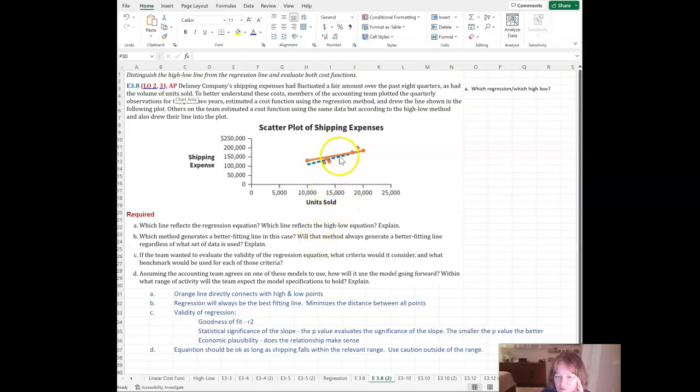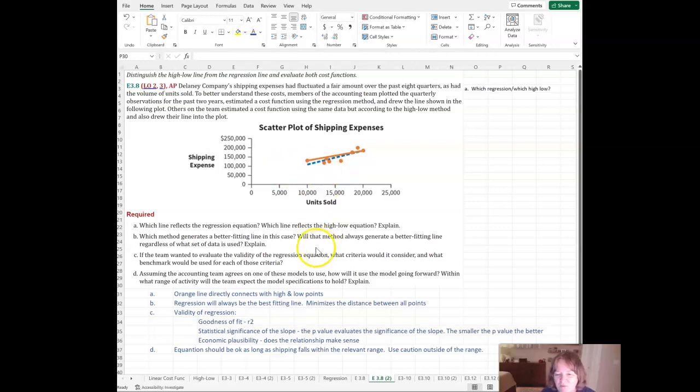So you can see that this orange line goes from low to high or high to low, whatever. So this has to be the high-low line, okay? And this could be the regression line right there. And they're pretty close, but of course high-low goes from high to low. That's what it does. So that's the first.